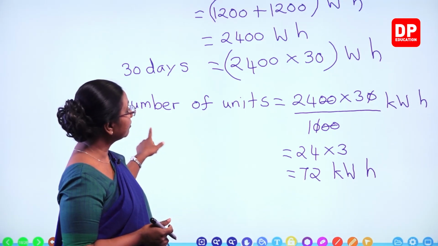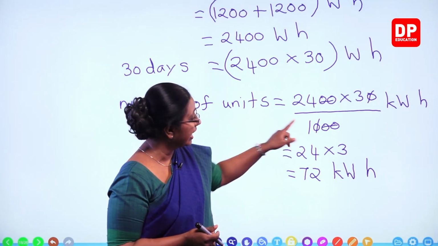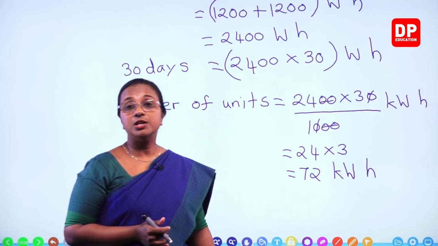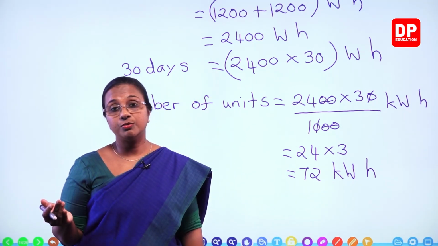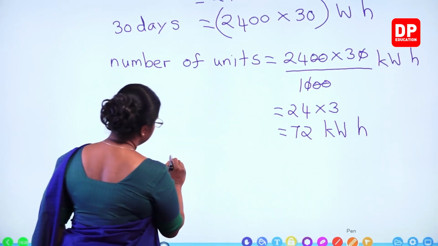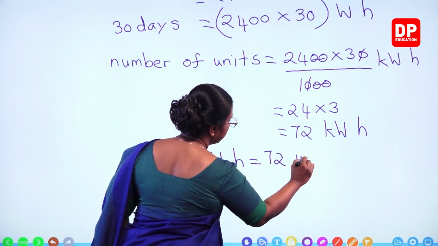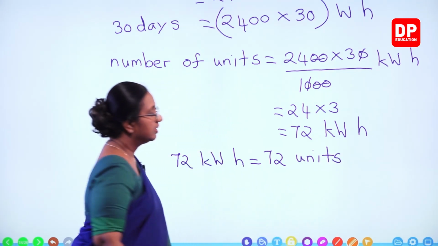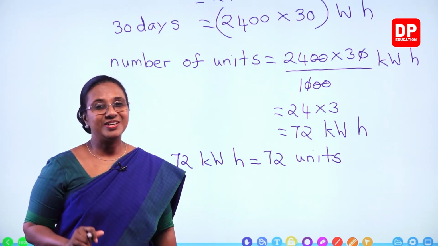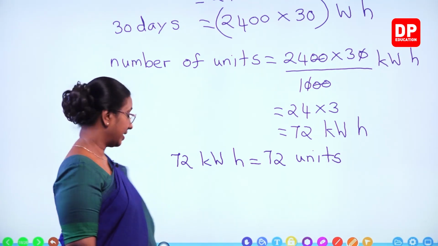And if you want to calculate the number of units, watt hours has to be converted to kilowatt hours. To do that, you need to divide by 1000. So you get the answer as 72 kilowatt hours. So 72 kilowatt hours is equal to 72 units. 72 kilowatt hours is equal to 72 commercial units. That is how electricity is billed for the consumer. I am sure you all can understand that. So with that, I am going to move on to the next slide.